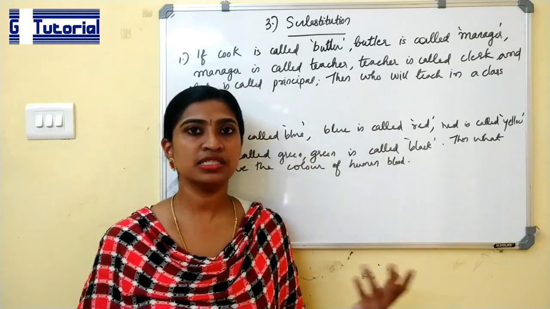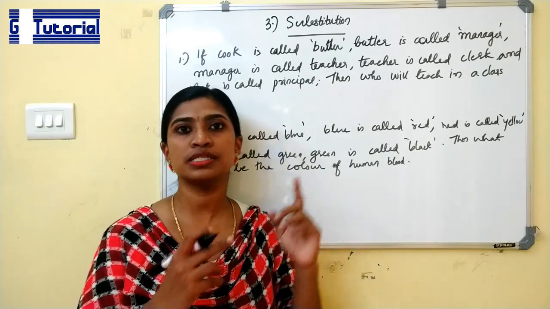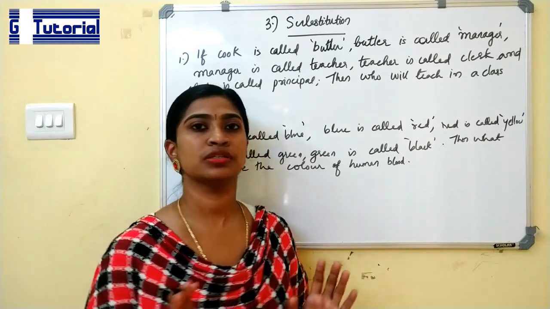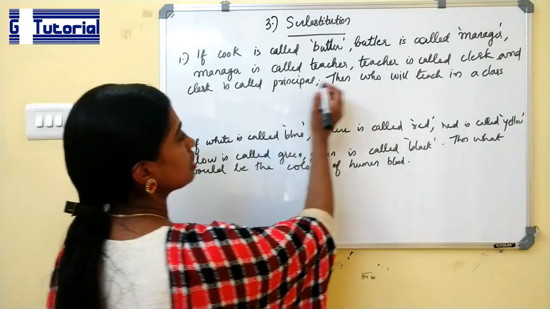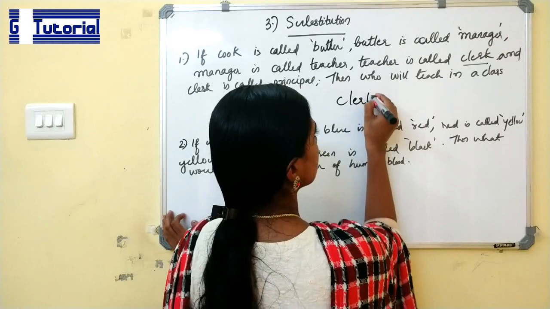One who teaches in a class is called teacher. But the answer is not teacher. You have to find this code as some other word. You have to find the code for teacher. That is only the code. What is the code for teacher? Teacher is coded as clerk. So the answer is clerk.